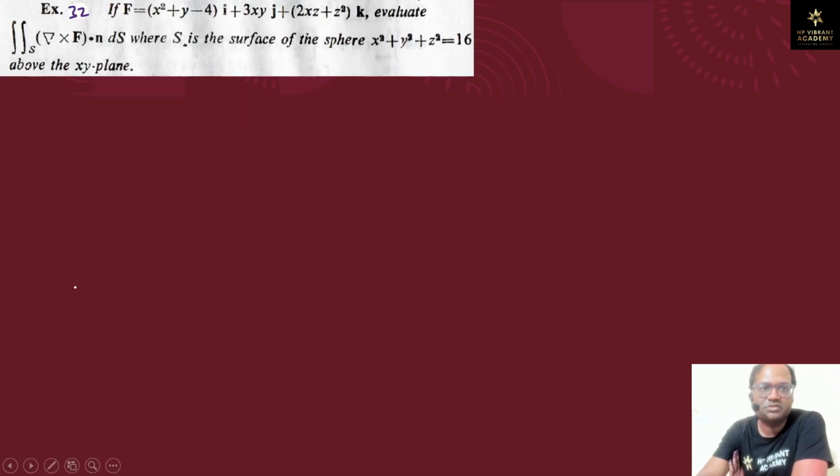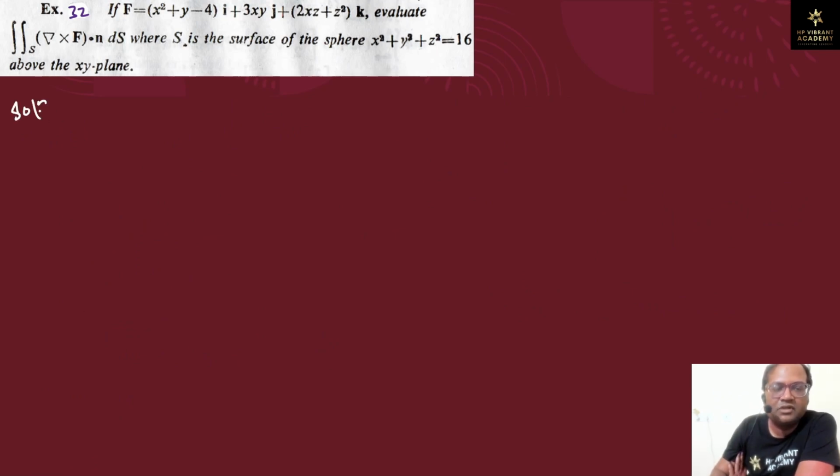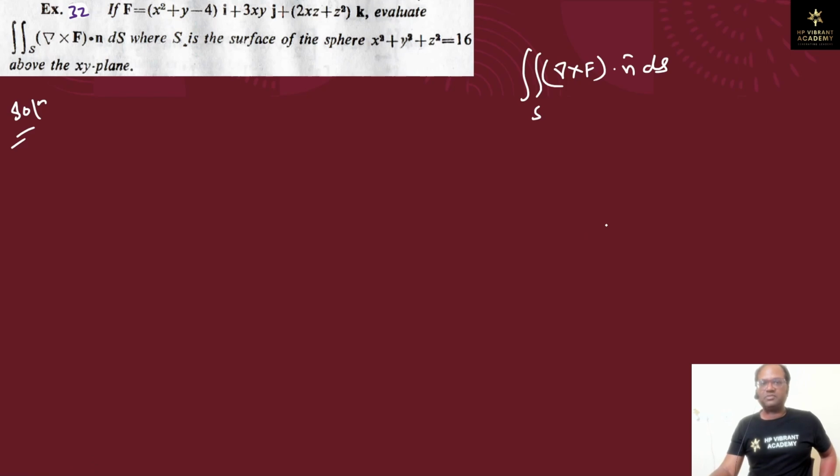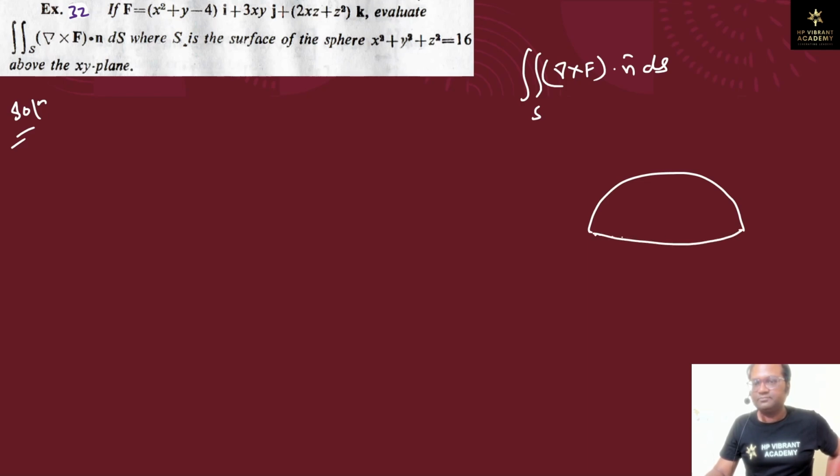Now let us discuss question number 32. How can we solve this? We have the value of f given by this particular expression. Evaluate the surface integral of del cross f dot n cap ds, where S is the surface of a sphere above the xy plane. This is basically a tricky question. We have the surface of a sphere that is lying above the xy plane. This is our xy plane, this is x, this is y, this is z. This curved surface is given as surface S.